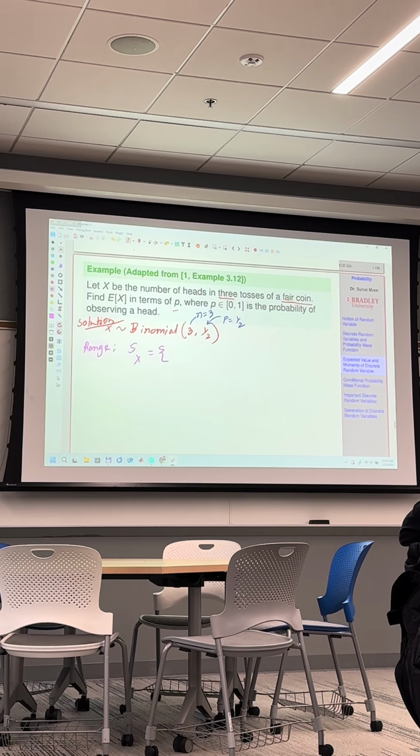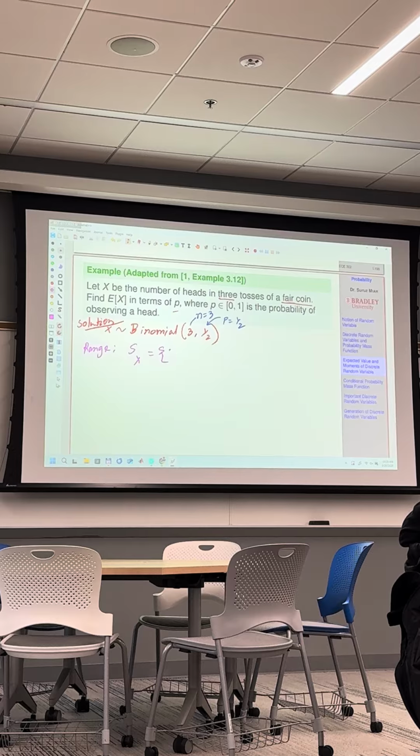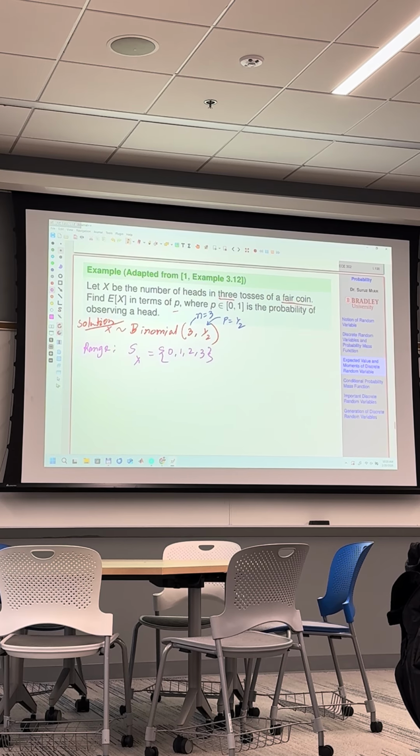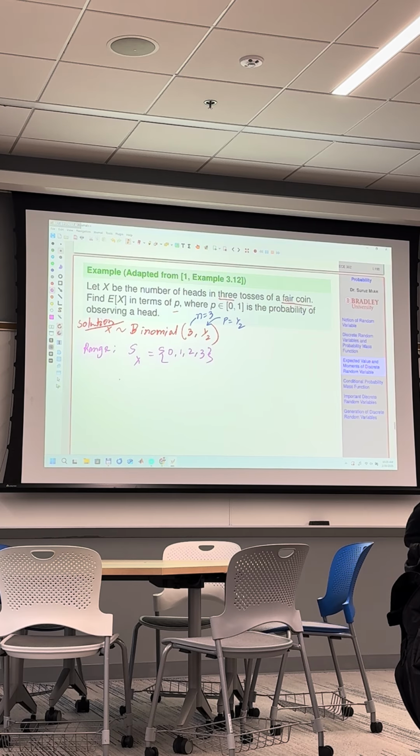0, 1, 2, 3. So this is the range of the binomial random variable. Now we need to find what is the expected value of x in terms of p. First find it in terms of p. So the expected value of x.